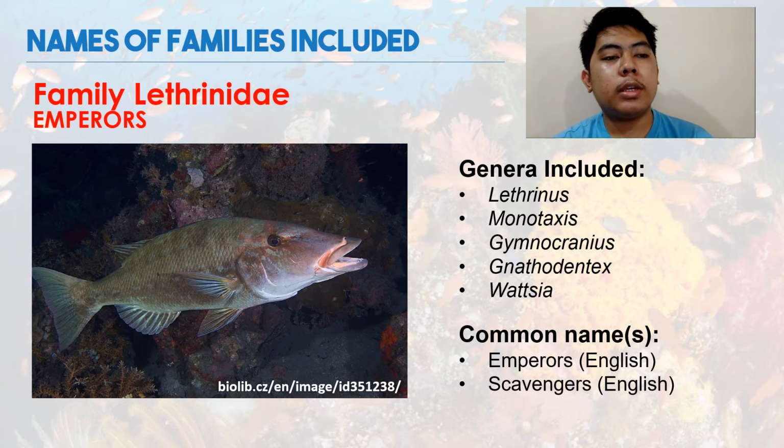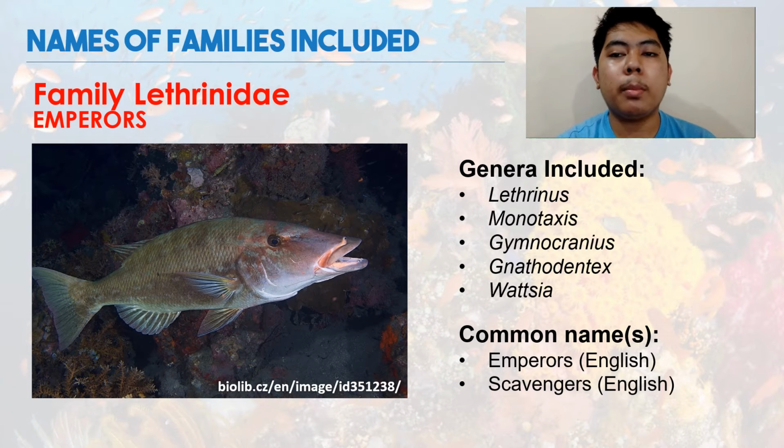The last family is family Lethrinidae of the emperors. The genera included in this family are Lethrinus, Monotaxis, Gymnocranius, Gnathodentex, and Wattsia. The common names accepted for family Lethrinidae are emperors and scavengers in English.